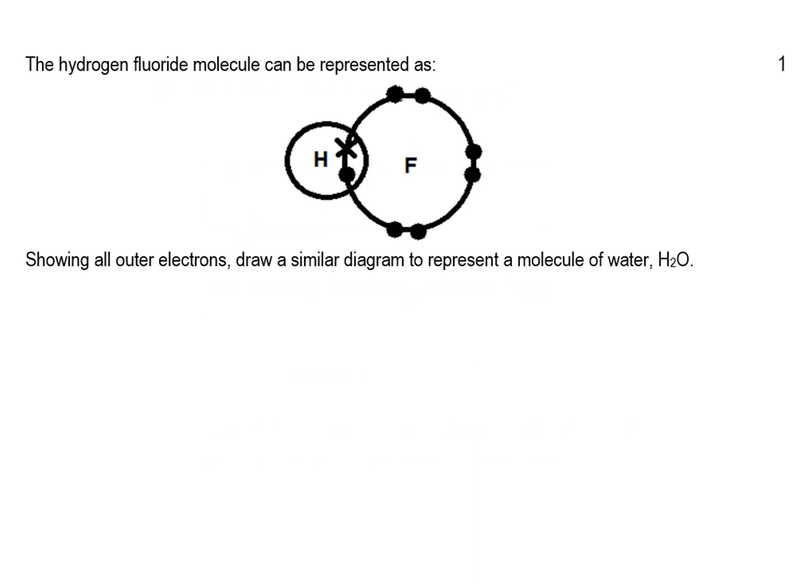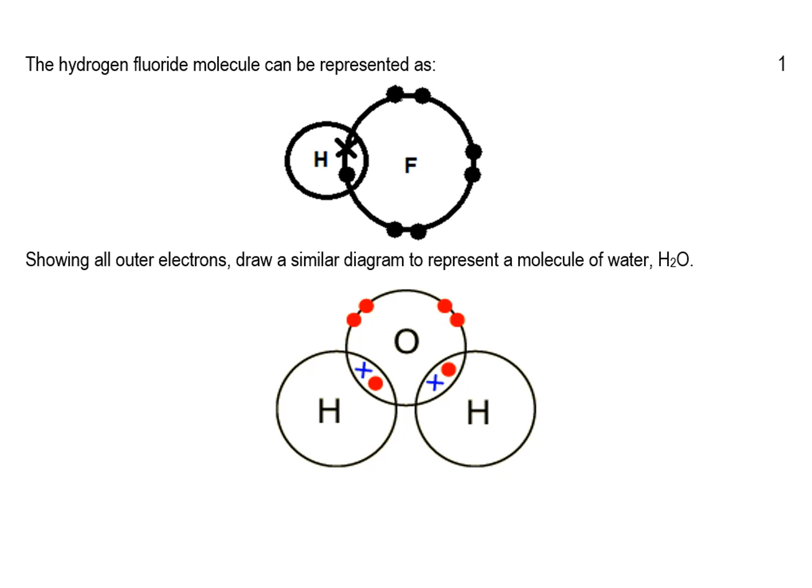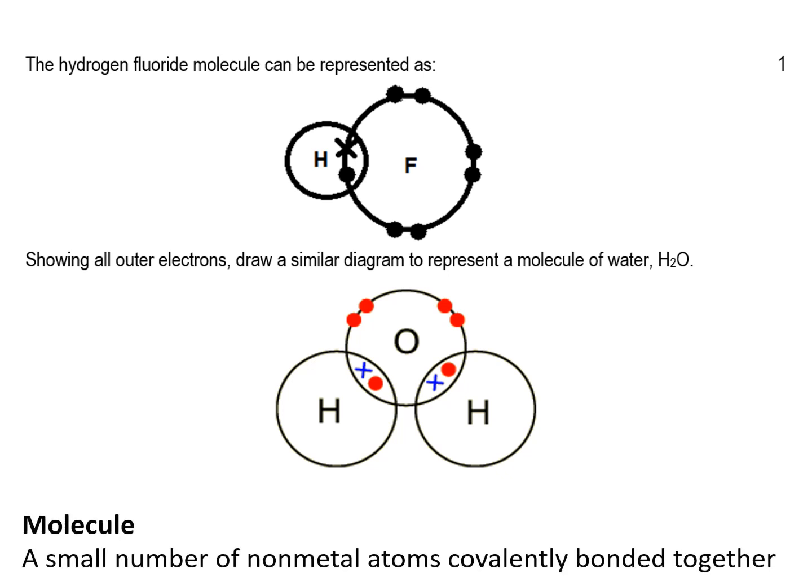So this is the most relevant to today's lesson. So could you pause this, have a go at the answer, and then check your answer in a few seconds. So the dot and cross diagram for water is shown there. And it's really important, which I think would be beneficial for today's lesson, to get this definition of what a molecule is, because we're going to need to know that. And a molecule is a small number of non-metal atoms that are covalently bonded together.